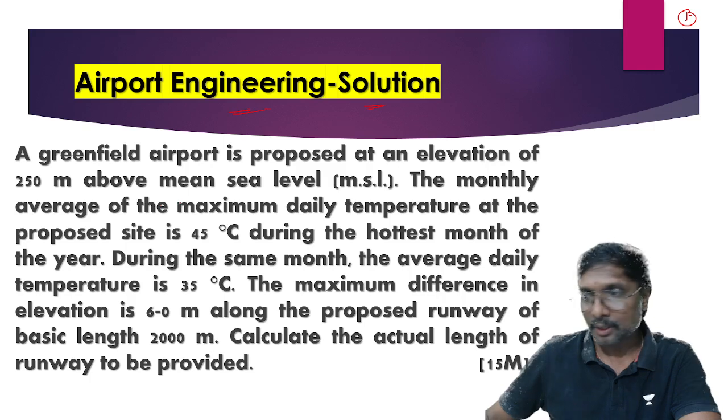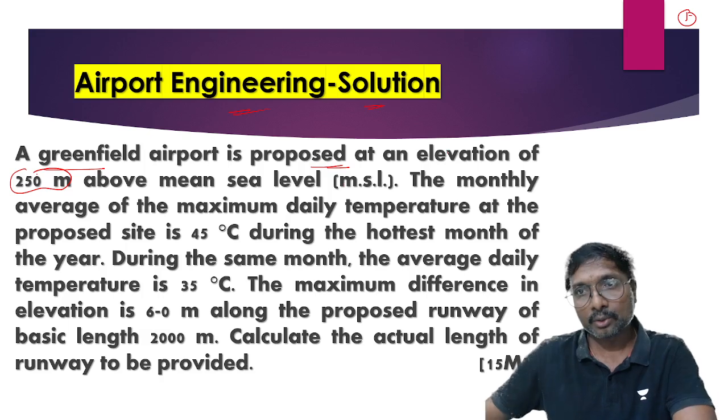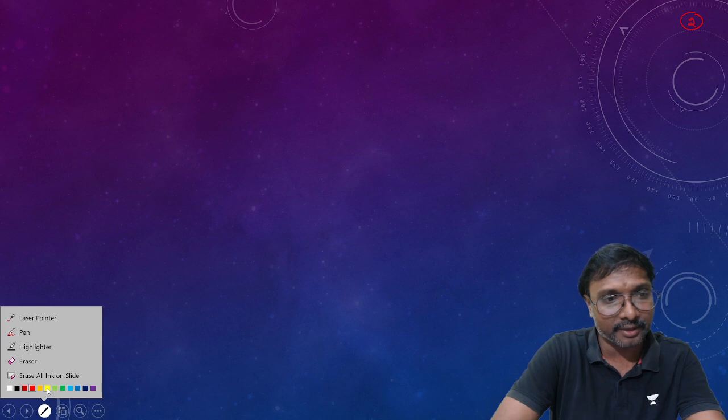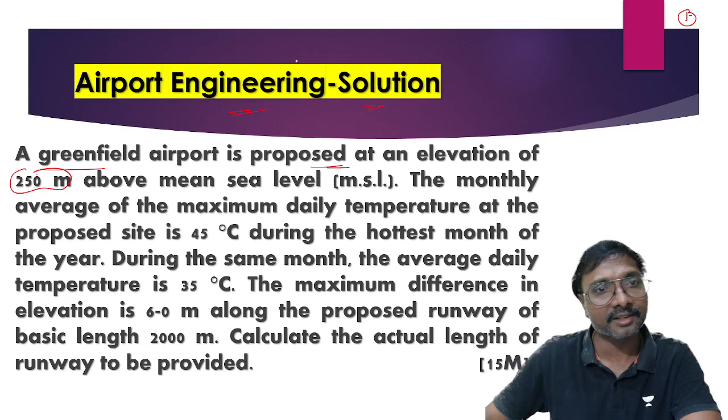The question given here is a greenfield airport is proposed at an elevation of 250 meter above mean sea level. Right. So that airport is proposed to be located at which location? 250 meters above mean sea level it is located. So that x elevation at 250 meters is given. Since it is not at mean sea level, we have to apply elevation correction.